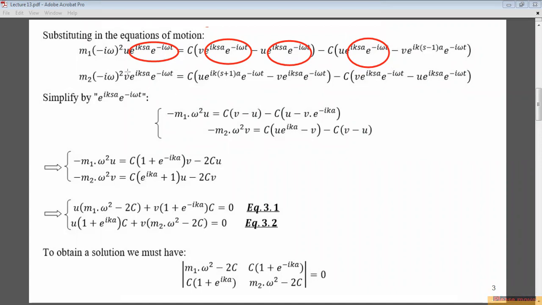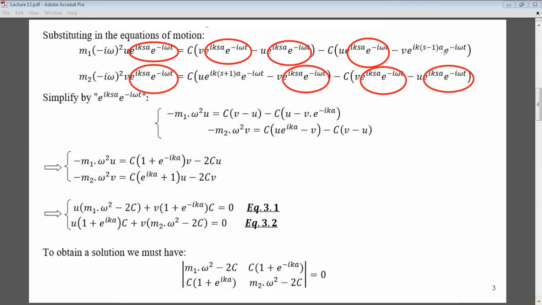Okay, now for the second one also, I have it here. And here I have it, but I will be left with e^(ika) as well. So what will I have? What will remain here is minus M1 omega square U equal to C into (V minus U), okay, because whatever is in red, I eliminated it, minus C into U.